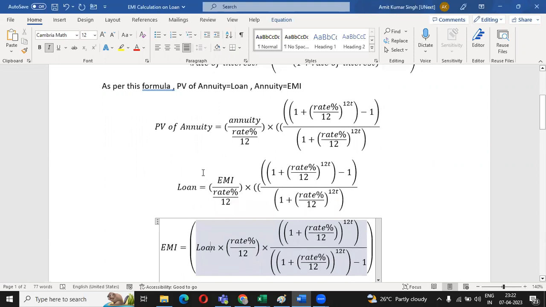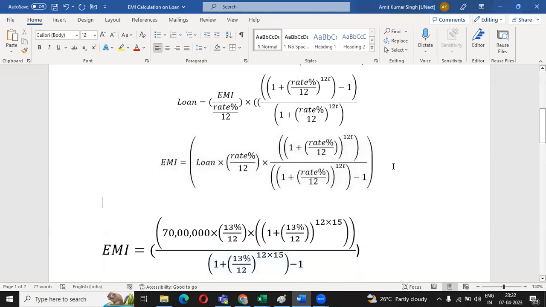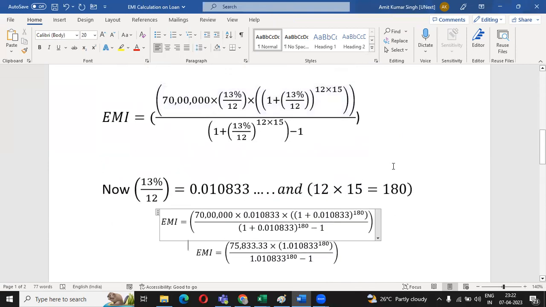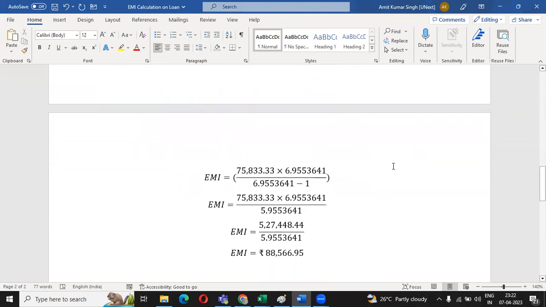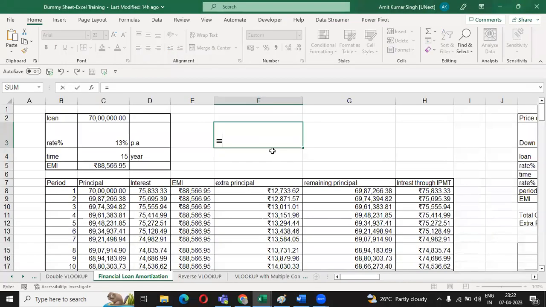So now here to calculate the EMI, we use present value of annuity calculation. The formula you can see here, and this will give you the EMI value where the loan you will take as 70 lakh, rate of interest you will take as 13% per annum, and the time period you will take as 15 years. Ultimately, if you put everything into this formula, you will get the value of EMI as 88,566 rupees.